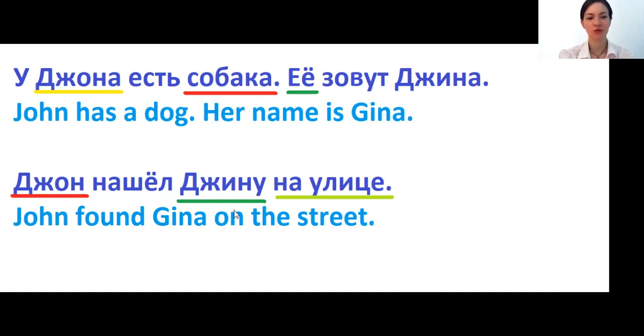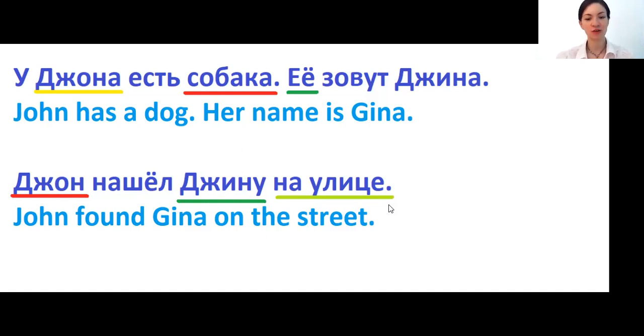Джон нашел Джину где? На улице. This is very interesting because, for example, let's imagine there is a street. Yeah, I show it. There is a street, and the dog was here. She was inside the street, right? So if the person or an animal or creature or thing, anything is inside something, you must use prepositional case. Yeah, she was inside of the street. That's why we use на улице.